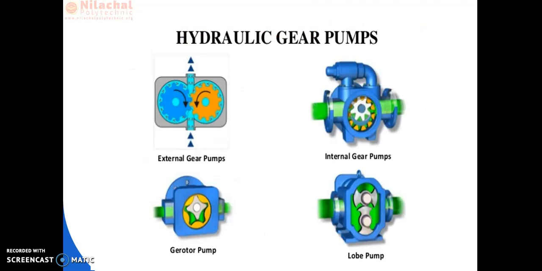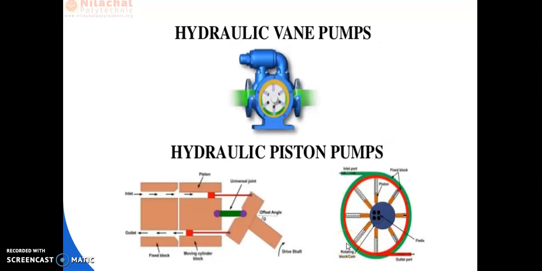These are the typical examples of hydraulic pumps. There is an external gear pump, internal gear pump, and lobe pumps. Also vane pumps and piston pumps are used for the pressurizing of liquid.